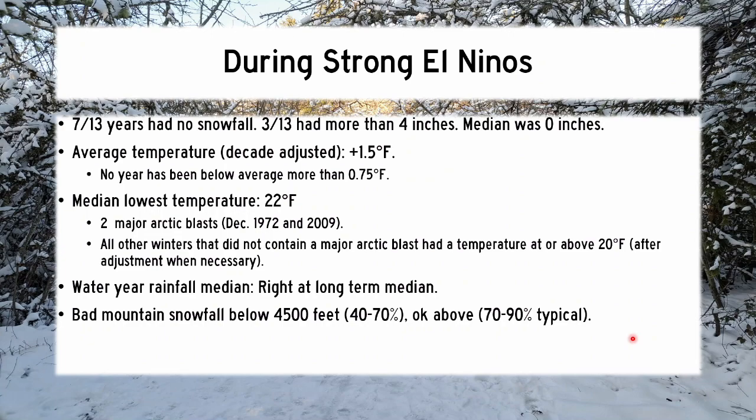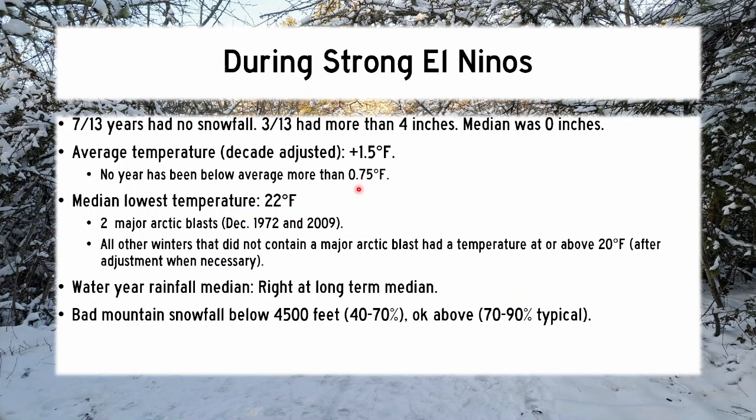And just to be clear, 7 out of 13 years had no snowfall. 3 out of 13 had more than 4 inches. The median was 0 inches. The average temperature, adjusted to each decade, was 1.5 degrees above average. No year has been below average more than 3/4 of a degree.